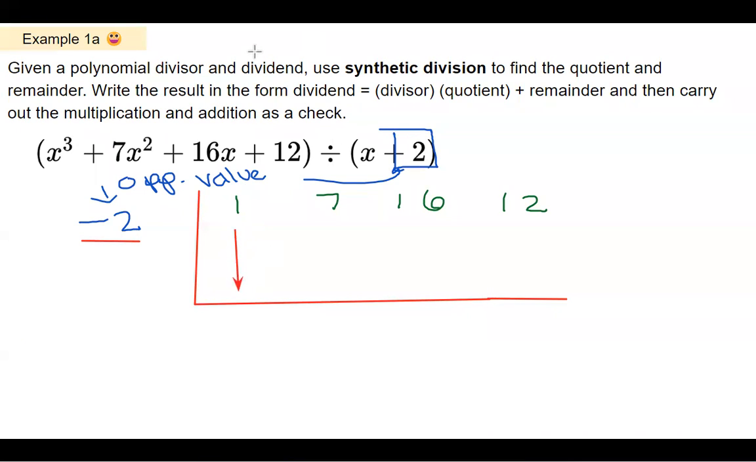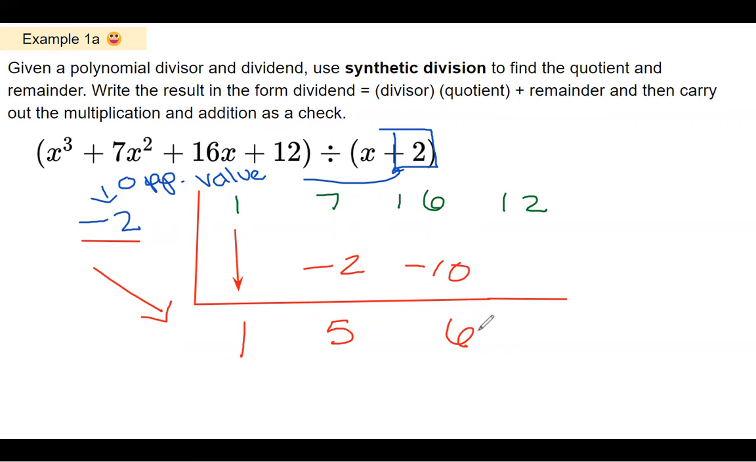Now, let's go ahead and bring down our first value. Always bring it down. So we have 1. Now, let's start with the multiplication. Negative 2 times 1. Negative 2. There you go. Then we multiply negative 2 times the remainder here. So we have 7 plus negative 2, which is what? 5, positive 5. So now negative 2 times 5 is negative 10. Combine these two. I get positive 6.